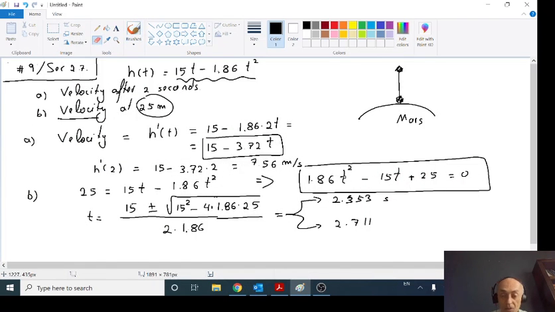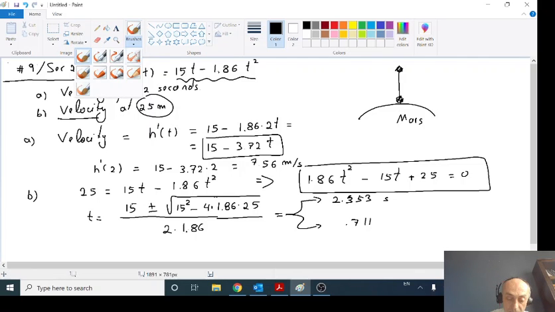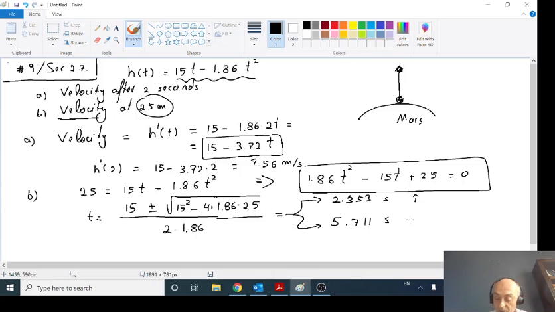So let's erase this thing. So it's 5.711. There we go. So that's seconds. So this is when the rock goes up and it reaches 25 meters. This is when it comes down, so it goes up more and then it comes down after 5.711 seconds. All right, and when you do that, then you find the solution.